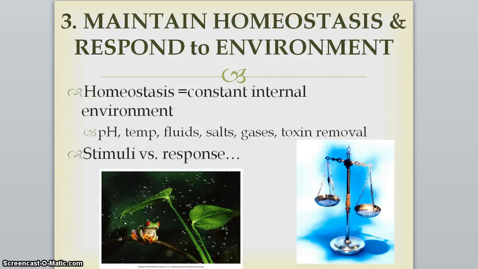The third characteristic of life that we're going to talk about is maintaining homeostasis and responding to the environment. So basically, homeostasis is a constant internal environment. So organisms have to make sure their pH stays in the appropriate range. Their temperature stays in the appropriate range. They have the right amount of water and fluids. They don't have too much salt. Okay? They have the right amount of salt.